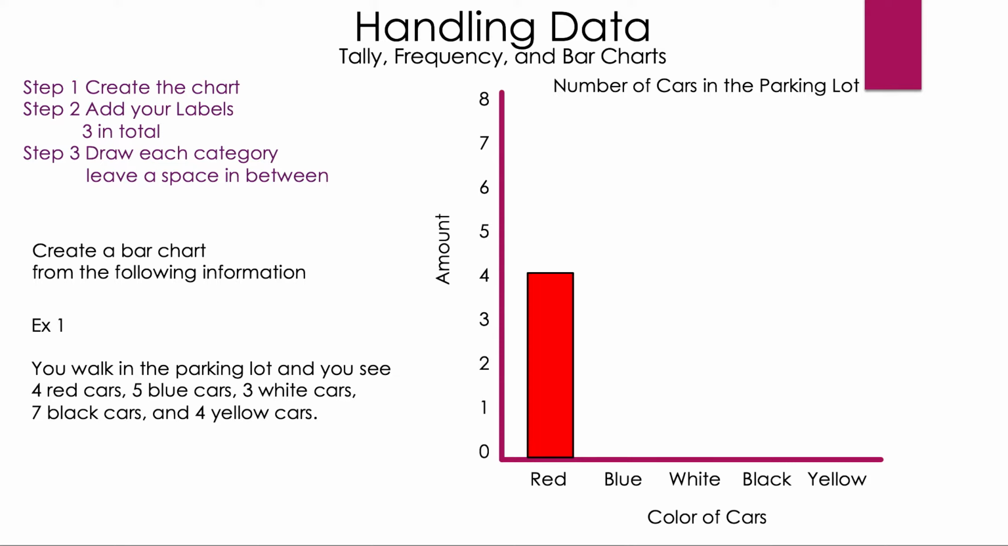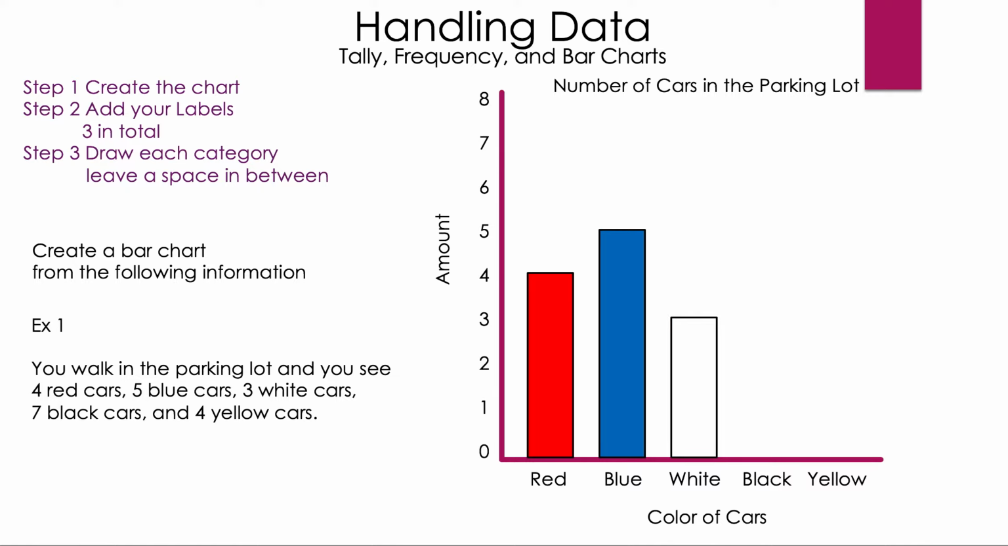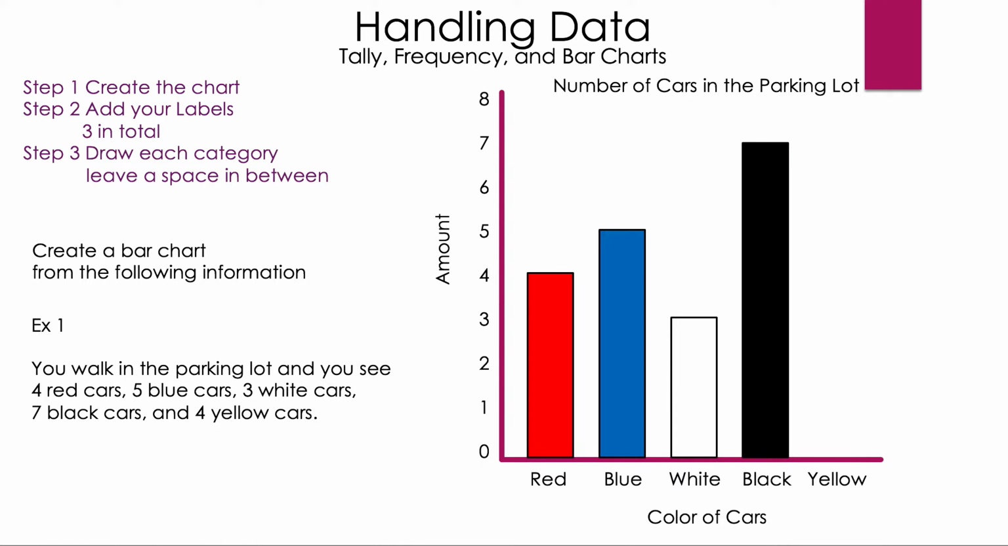So red is 4, so we're going to put it on the 4, and we'll make sure we leave a gap in between and put blue, which is 5. Do the same thing for 3, which is for white, and then finally black, which is 7, and last but not least is yellow, once again at 4. So now we're finished with this graph. The main thing is to have your grid, spacing between the bars, and your labels or titles for each axis and the main title.